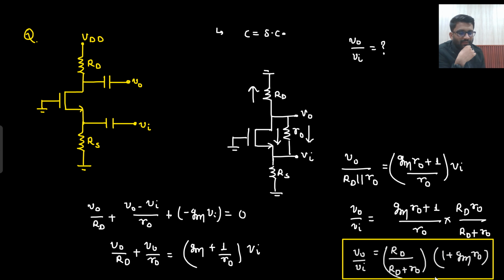Say yes or no. What if the r naught was infinity? Then what will be the answer? GMRD only. Right? If r naught was infinity, then what would have been the answer? GMRD or another answer will be possible? No, GMRD only. V naught by RD if I say, and V in by RS if I.